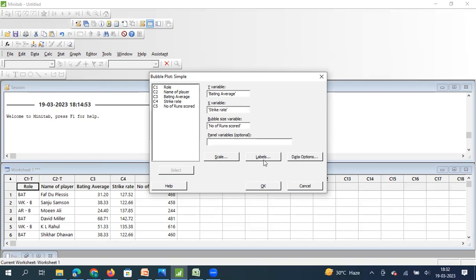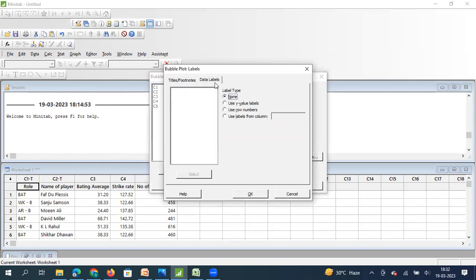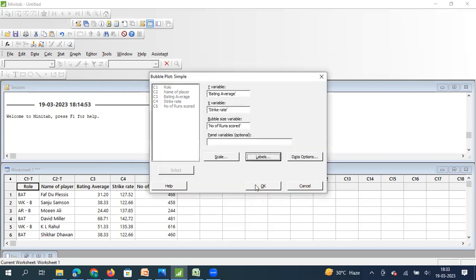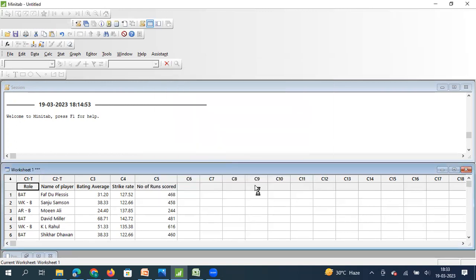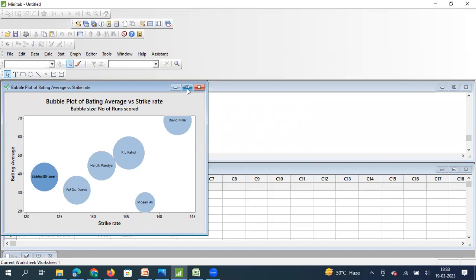And I can go to Labels and say I want to know the name of the player. So I'm going to add the name of the player as my labeling option. And then I'm going to say OK, and then I'm going to click on OK. So when I do this, I get the bubble chart for these players. And what is this bubble chart telling me?